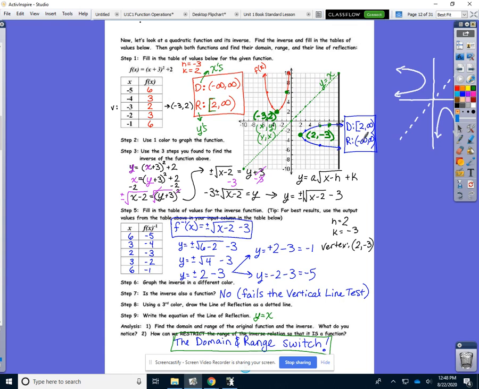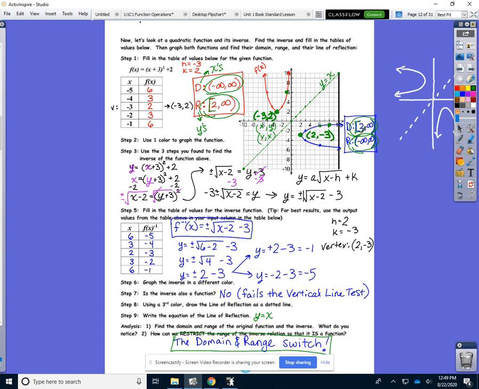If you look over here, the domain, how far left and right will the blue graph go? Well, the furthest left is 2. So we've got the 2, and then it goes right forever to infinity. The range is how far down and up will it go? How far on the y-axis? Well, it can go down forever and up forever, so negative infinity to infinity. And hopefully you notice that all of the x's here became all of the y's here. All of the y's here became all of the x's here. So the domain and range switch.